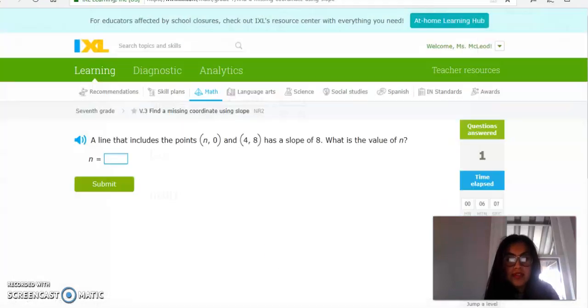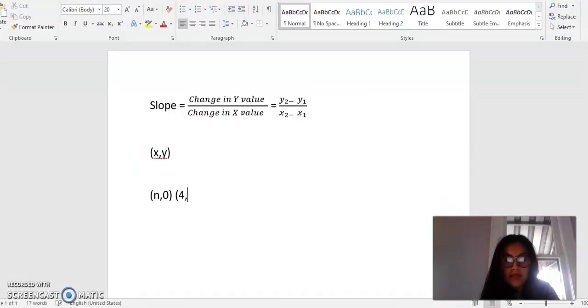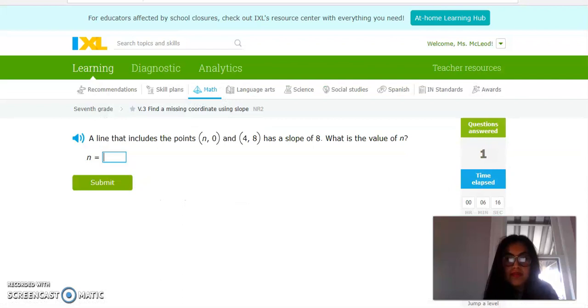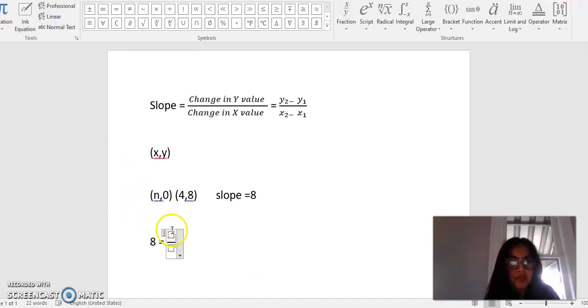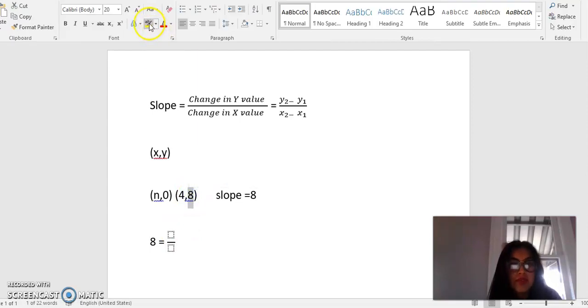and (4, 8), and that the slope is 8. Okay. So we know that the slope is 8, so I'm going to start with 8 equals, and then I'm going to start my rate of change. Okay. So change in y value. So we know that the 8 is my y value.